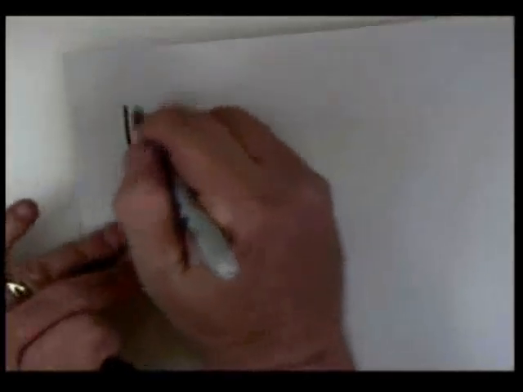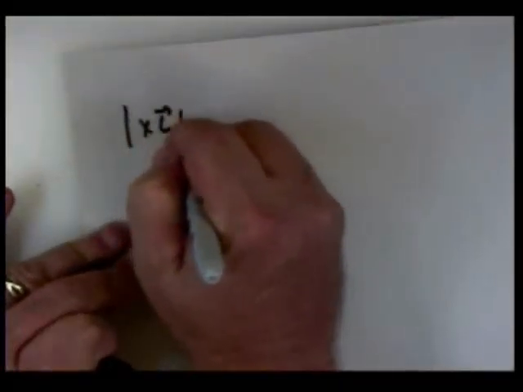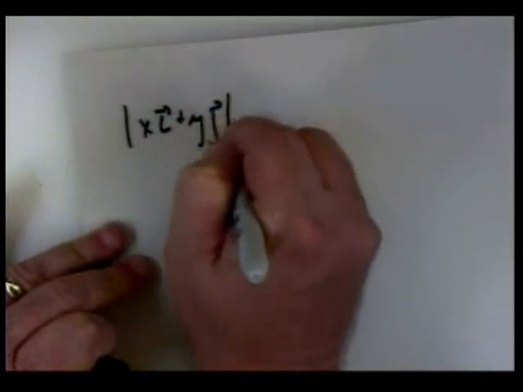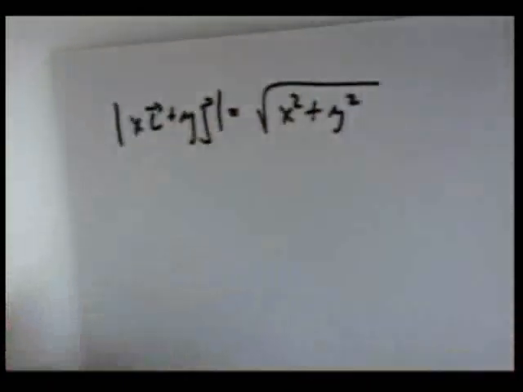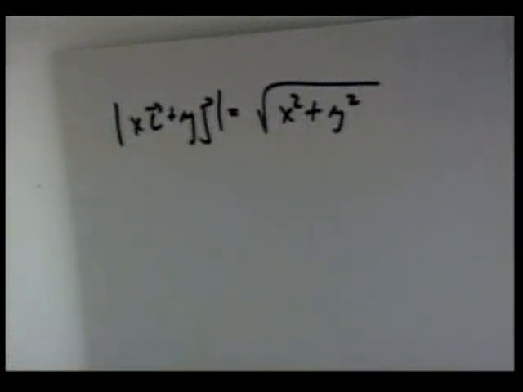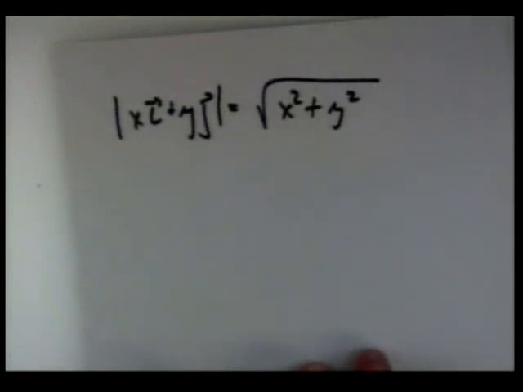The magnitude this way is the square root of x squared plus y squared. That's how you would find the magnitude of a vector expressed in terms of i and j. That's a piece of cake.